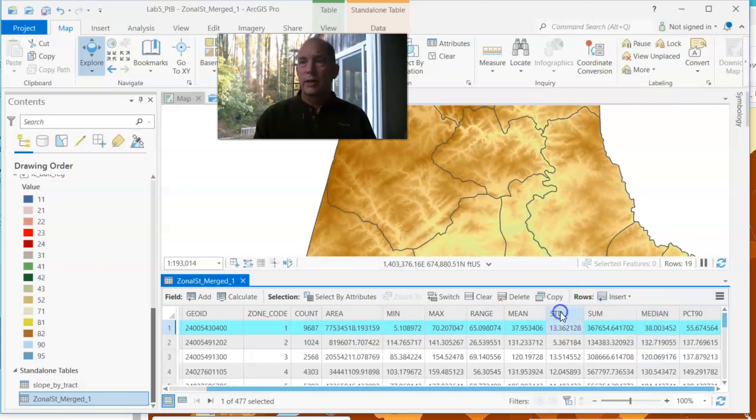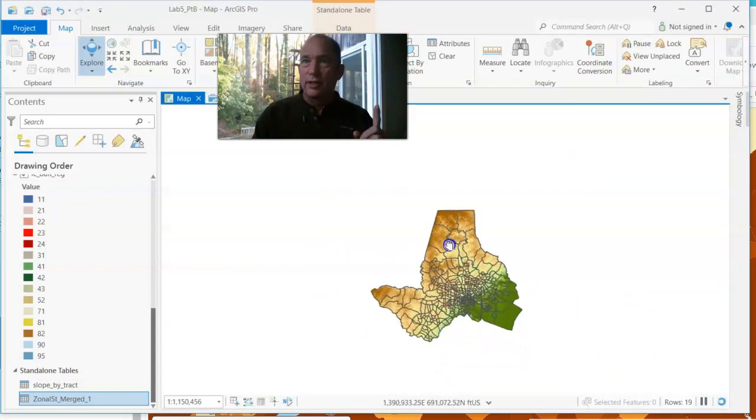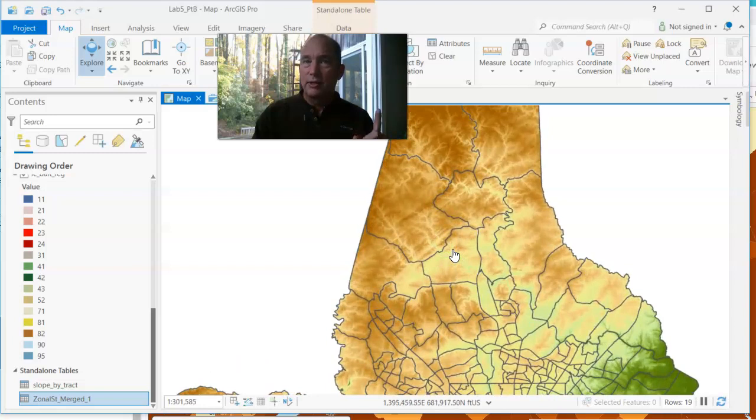So there's the standard deviation. It also gives us a measure of variability. So how far from that average are most of the cells? Basically you can think, if the standard deviation is low, that's telling you that it's a tract that's pretty flat. If it's high, there's a lot of variability within that tract. So that's what we get when we do zonal statistics as a table with a continuous measure like elevation.